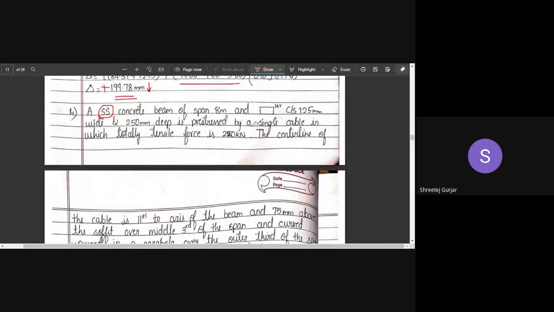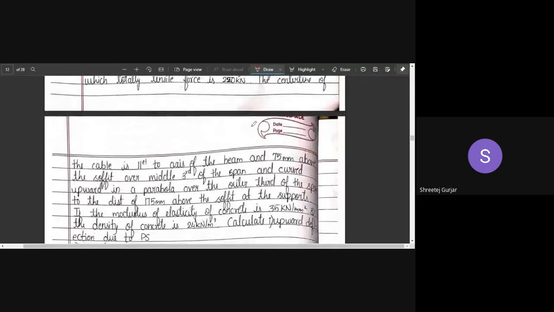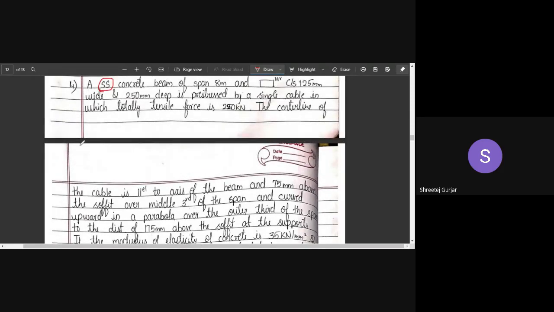So we shall try to draw this particular profile of the cable. It is very confusing in words, but we'll try to draw. So let me draw a longitudinal section of the beam. This is a longitudinal section. The span is 8 meters. The cross-sectional area is given. We have a single cable, which has a total tensile force of 220 kilonewton. P is given.